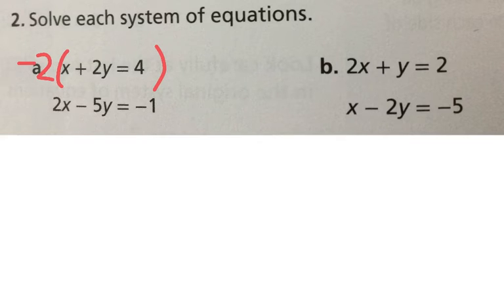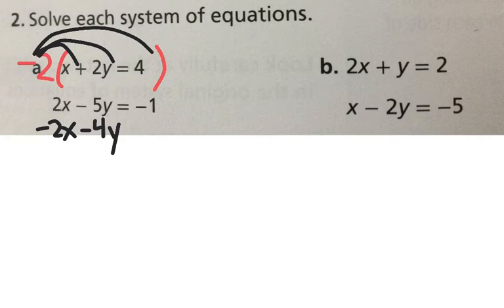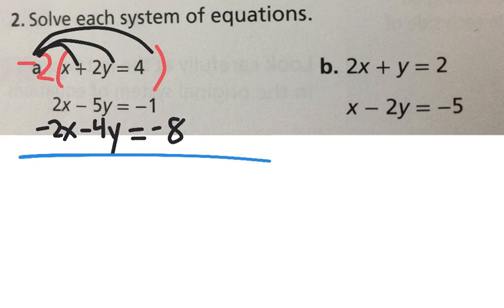Now, negative 2 times x is negative 2x. Negative 2 times 2y, negative 4y. Negative 2 times 4, negative 8. Now, do we have anything that will eliminate? Yes, the 2x minus 2x eliminates. Negative 5y minus 4y is negative 9y.